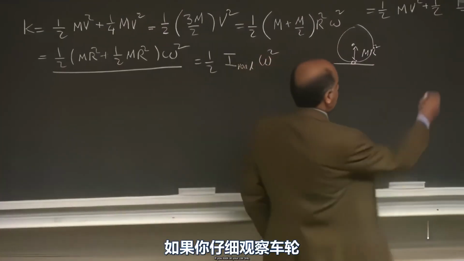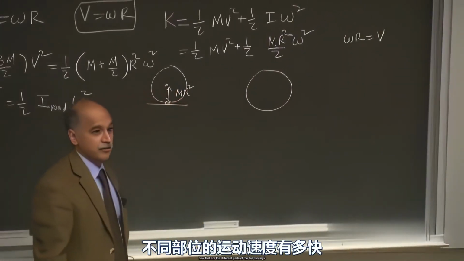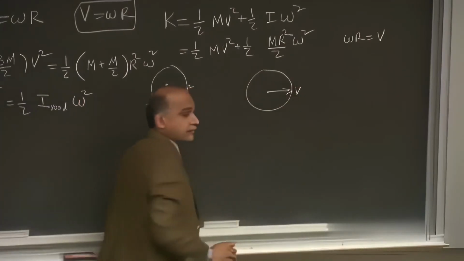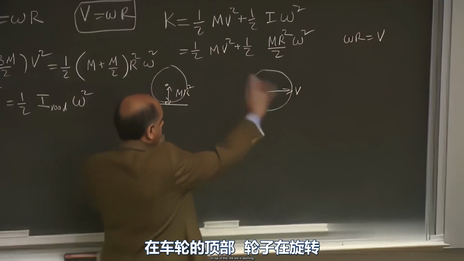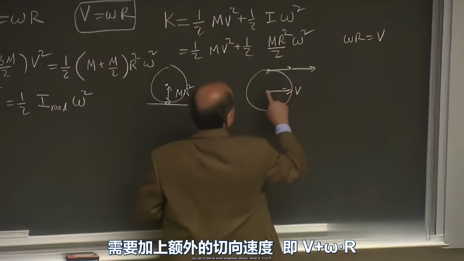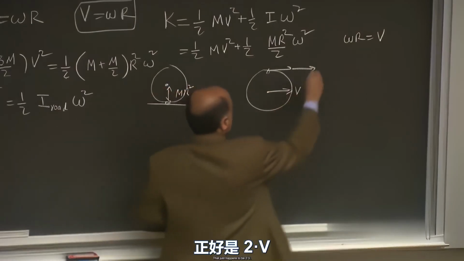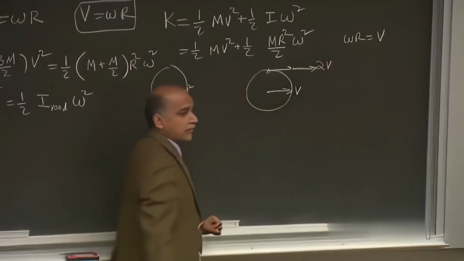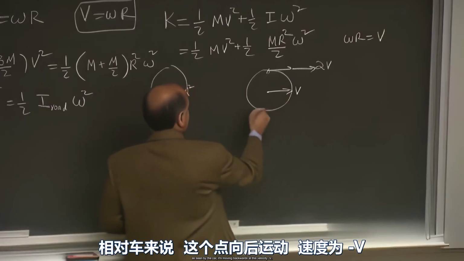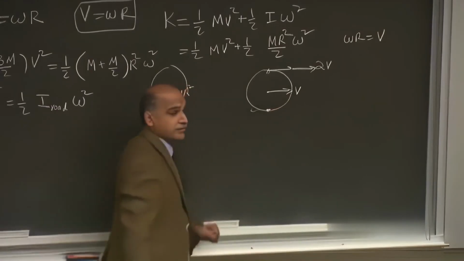If you look at your car tire, how fast are the different parts of the tire moving? The car as a whole is moving at a speed v. On top of this, the tire is spinning. So if you take a point here, to that v, you've got to add an extra tangential velocity, which is v plus omega r. But that just happens to be 2v. If you come to the bottom part of it, as seen by the car, it's moving backwards with this velocity, minus v. Add to that the speed of the car, you get 0.